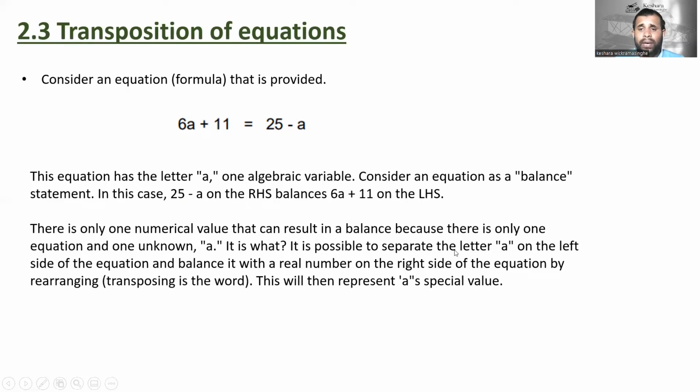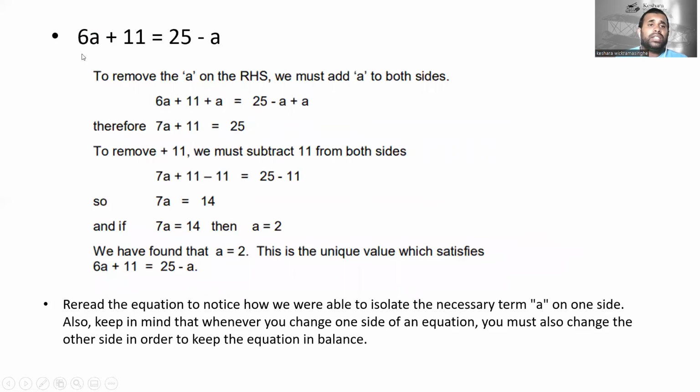It is possible to separate the letter a on the left side of the equation and balance it with a real number on the right side by rearranging, or transposing, in other words. This will then represent a's special value. See in this equation, 6a plus 11 equals 25 minus a. So we will see how to solve this one.